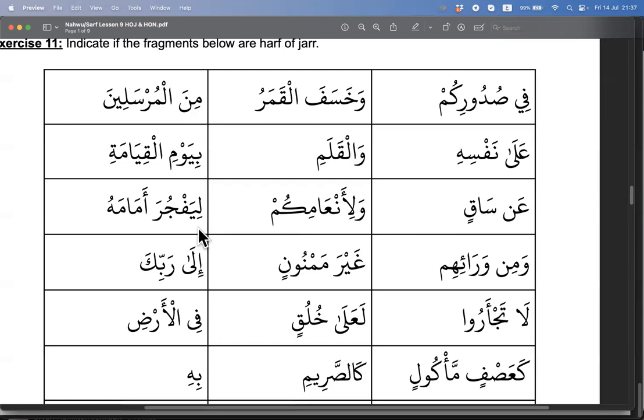Liyafjuro amama. Yafjuro. Li. No, it's not. Good.